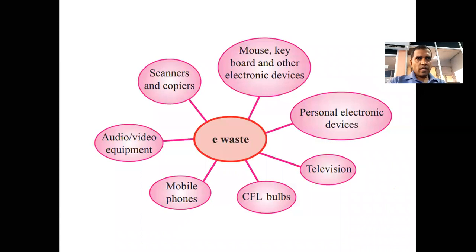I have extracted this from your book. Electronic waste is a common term, and any electronic device which is discarded can be called e-waste. Look here, there may be scanners and copiers, mouse and keyboard and other devices. Your personal usage devices: your TV, CFL bulbs, your mobile phones, your audio video devices. So any electronic device can be e-waste when it is discarded. Okay, right.